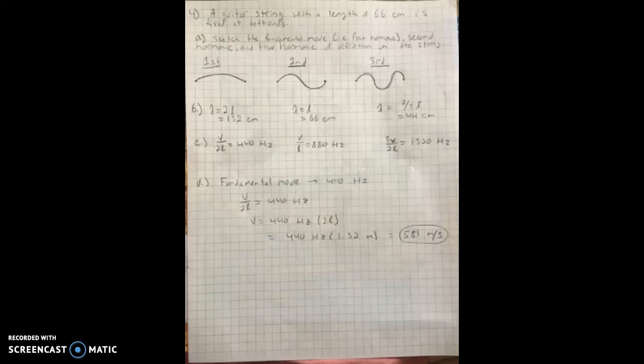So, question 4 involves harmonic motion, and the problem reads, a guitar string with a length of 66 centimeters is fixed at both ends. A asks us, sketch the fundamental mode, i.e. the first harmonic, the second harmonic, and the third harmonic of vibration on the string.